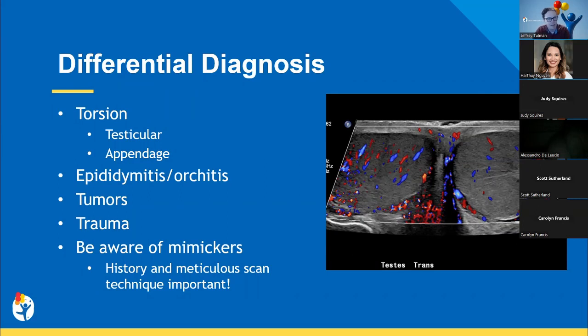The last thing I want to point out, and I really want to spend some time focusing on throughout our talk today, is being aware of the different mimickers and how these diagnoses can all really overlap with each other quite a bit. So I think the acute scrotum is really a deceptively difficult topic sometimes. When it's straightforward, it's very easy. But there really is a lot of overlap in each of these different diagnoses. I think there's a couple ways we can overcome that.